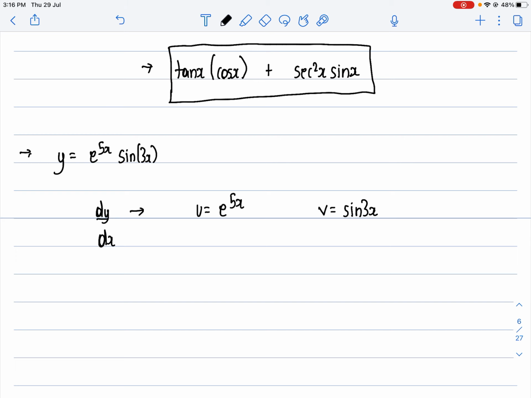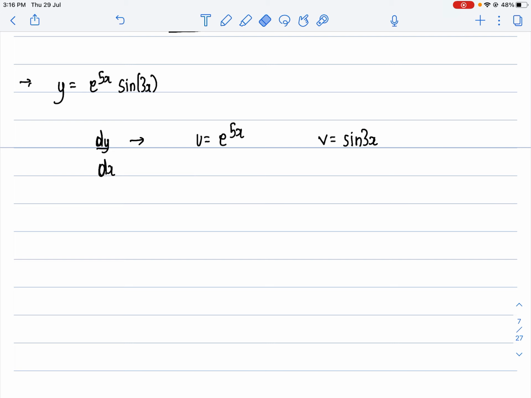Now I simply take my u dash, which is the differentiation of e raised to 5x, where we'll use the chain rule. First the differentiation of e is the same, so I write e raised to 5x multiplied by the differentiation of the inner bracket, which is 5. So I simply get 5 e raised to 5x.